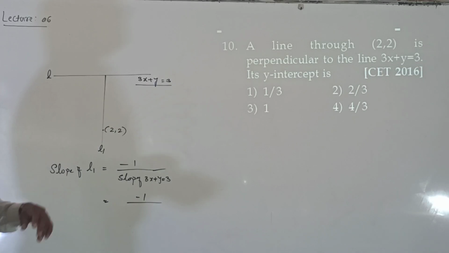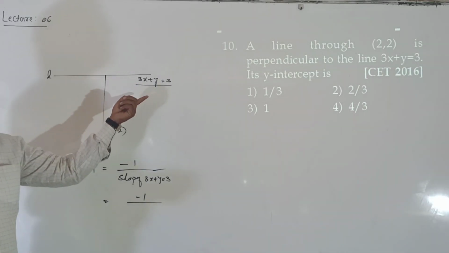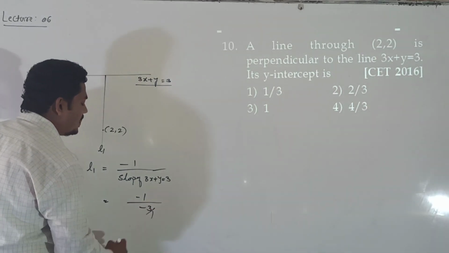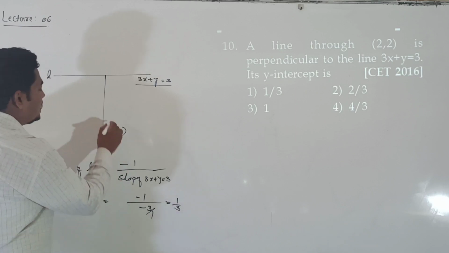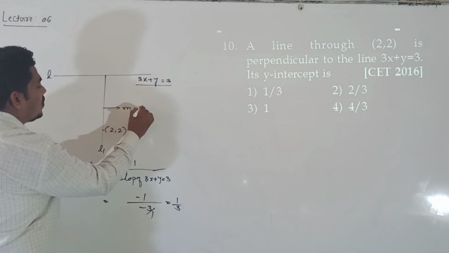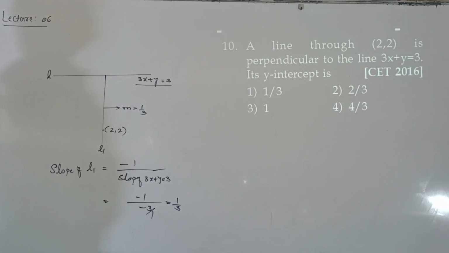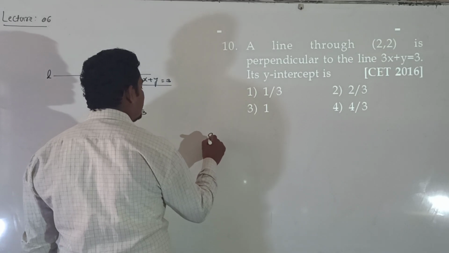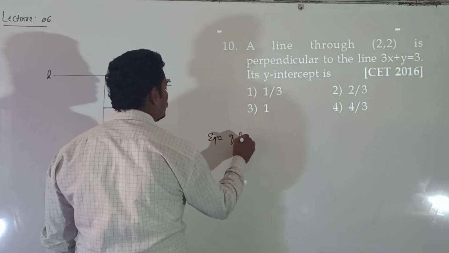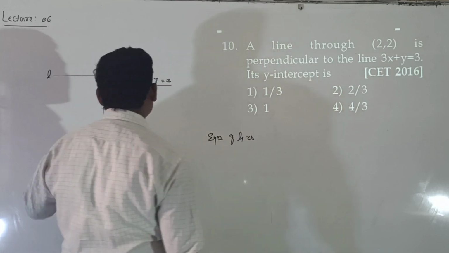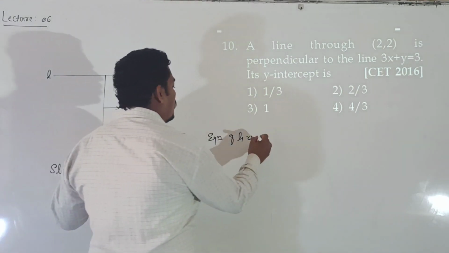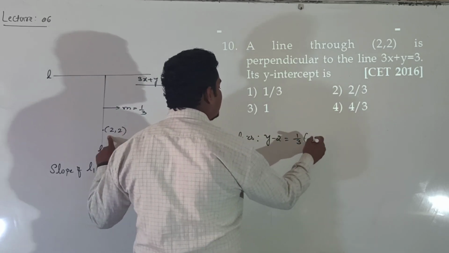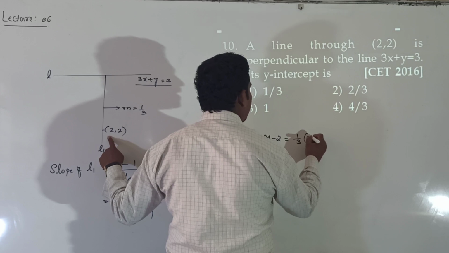Tell me what is the slope of this line? Clearly it is like ax plus by plus c equal to 0, then slope is minus a divided by b, meaning minus 3 divided by 1, so the slope of the given line is minus 3. Then the slope of our required line is 1 divided by 3. Then what is its equation? The equation of L1, just use the point-slope formula: y minus y1, y minus 2, is equal to m into x minus x1, x minus 2.